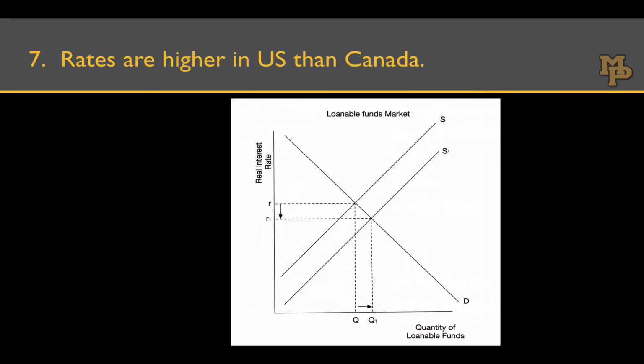This is one I feel confident you could get, so hopefully you thought through it correctly. If rates are higher in the US than in Canada, I'm going to put my money in US banks. There's nothing saying that I can't. So the supply of funds will increase in the United States. Interest rates will therefore drop and the quantity of funds available will increase.